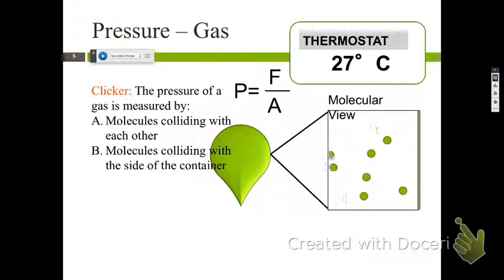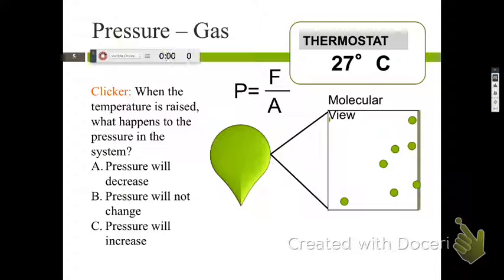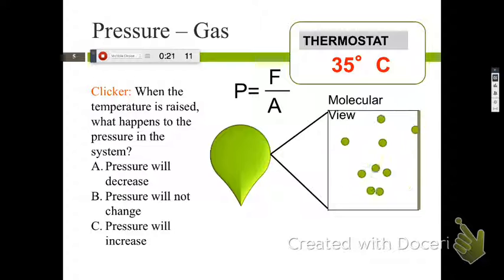All right. So we're talking about how the gas collides with the outside of the container, whatever it is we're measuring the pressure of. So then if we go ahead and ask the next question, when the temperature is raised, what happens to the pressure? I want you to describe this in a molecular way. There's a space on your paper to write down why from a molecular perspective. So now I have a picture of the molecular view. Go ahead and write down your thoughts on if pressure would increase, decrease, or not change, and what the molecular justification for that is.